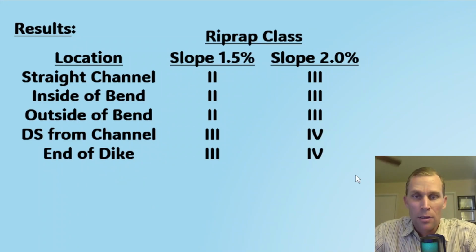All right. So that's it for this exercise. These are our results. We identified the appropriate riprap classes for these different locations in our river channel for 2 different slopes of 1.5% and 2.0% using the riprap calculator in the FHWA hydraulic toolbox.